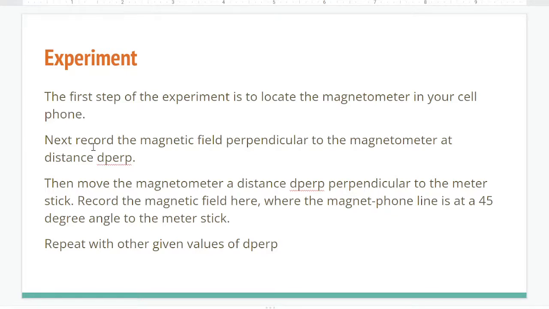The next step is to move your cell phone that same distance perpendicular to the meter stick. And so it should start out d perp is the distance between the magnet and your phone. Say that's along the x-axis, you then move your phone along the y-axis that same distance. You should now have a 45-degree angle between where your phone used to be and the magnet and where your phone now is and the magnet. And you repeat that with other given values of d perp to find more data.